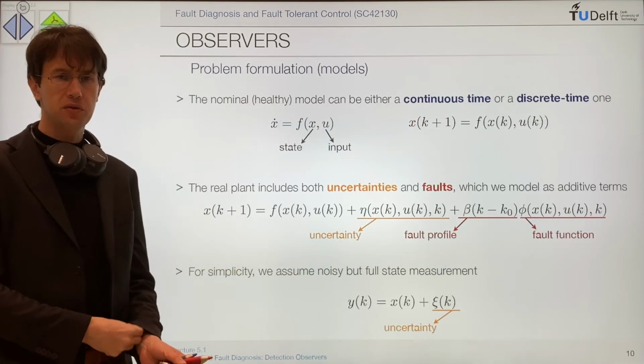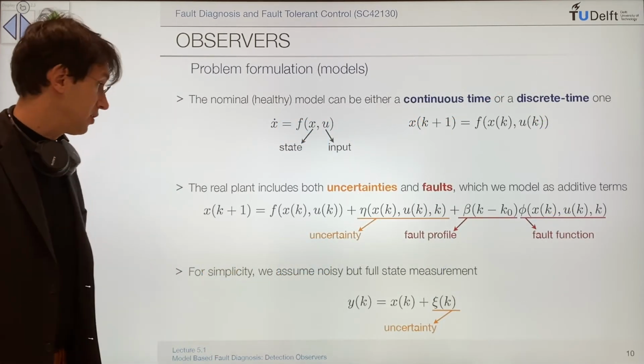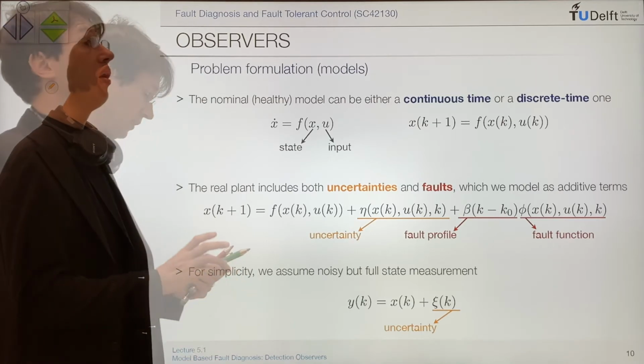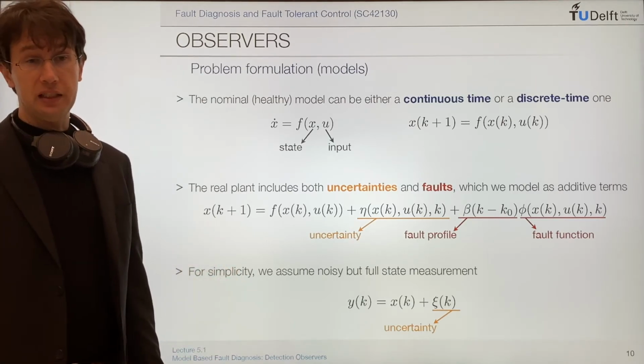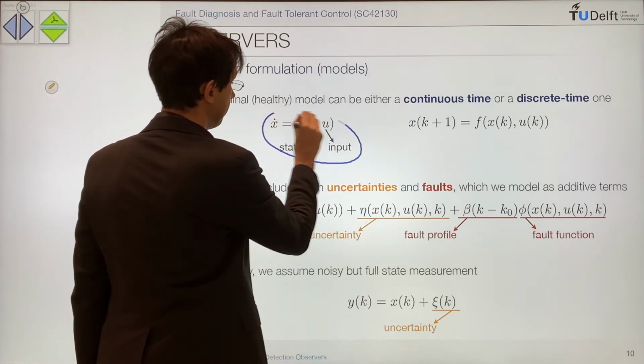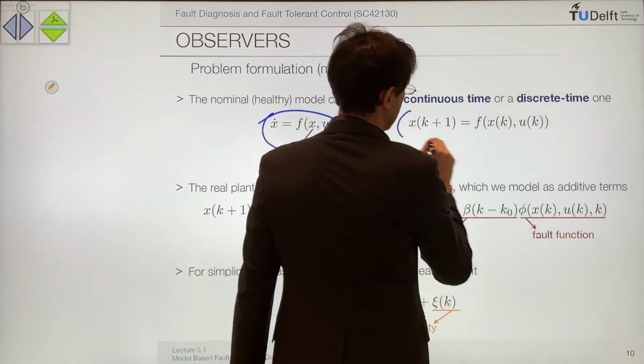Okay, let us now introduce the model. So we said we are going to use one. So which kind of model are we using? We have two possibilities when dealing with dynamical systems. The one is to use a continuous time model, and the other is to use a discrete time model.